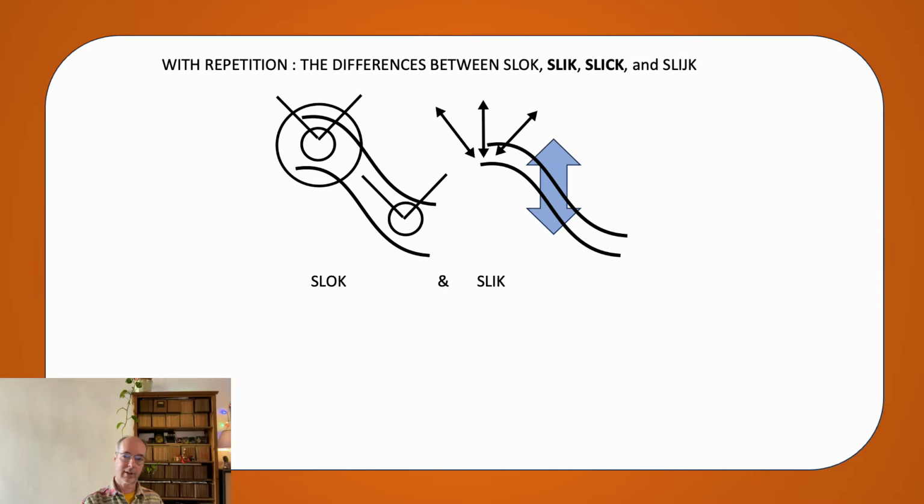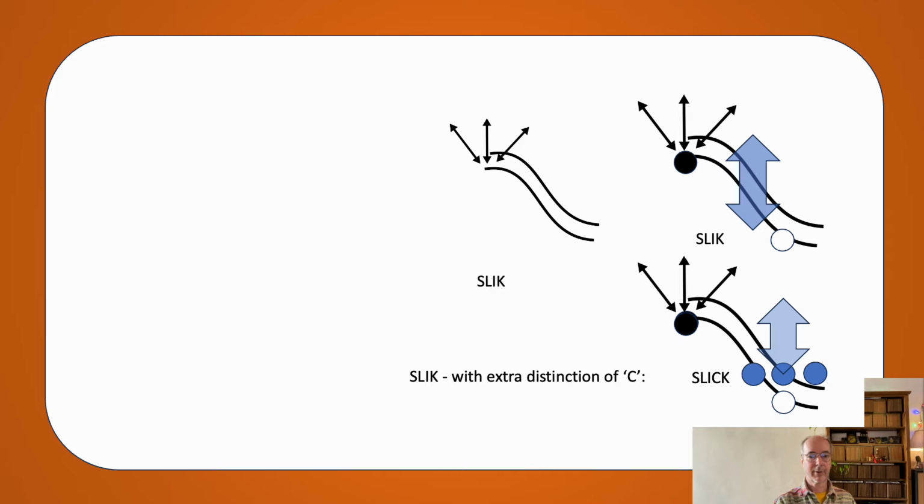So SLOK and SLIK. Now let's compare SLIK with SLIK with a CK. There's an extra distinction with the CK, being slick is something else than slick. Slick is to swallow. Being slick is something completely different. But anyway, it has the same structure. So what is the difference?